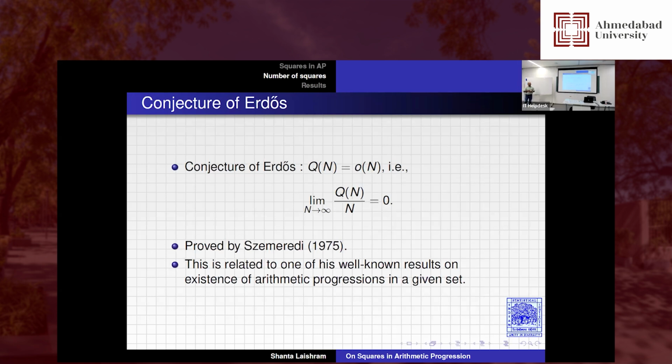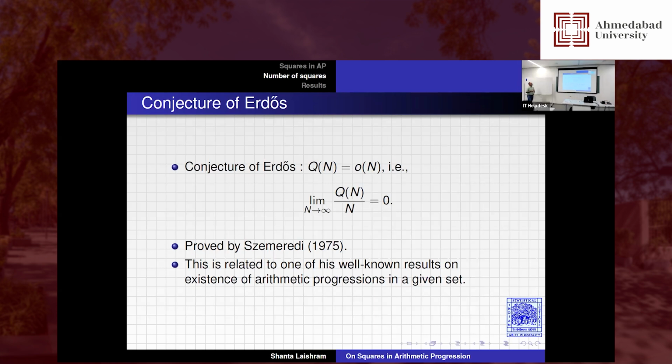He got a Nobel Prize level recognition for his many works, including the existence of arithmetic progressions in a given set. So by using some of the ideas and results in this work on existence of arithmetic progressions, he proved that the maximum number of squares is much smaller than n. The proof is quite difficult. It's not easy, but Qn has to be very small compared to n.